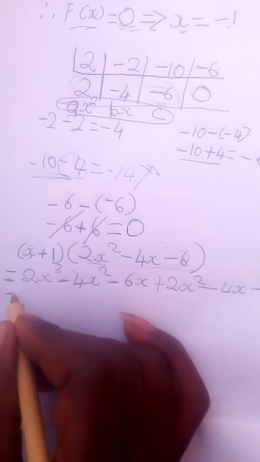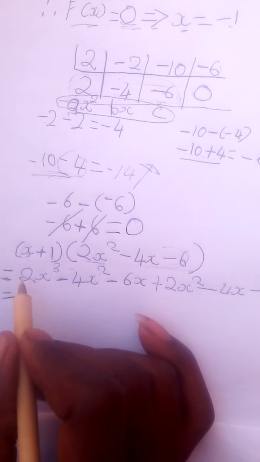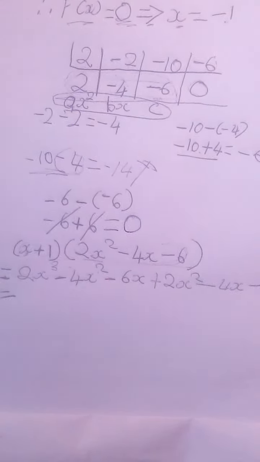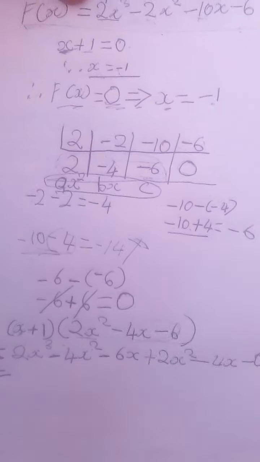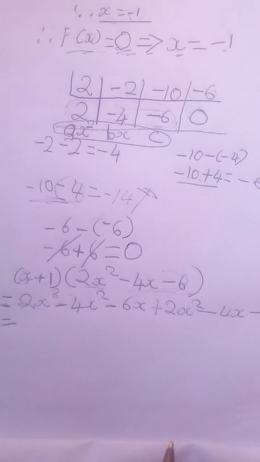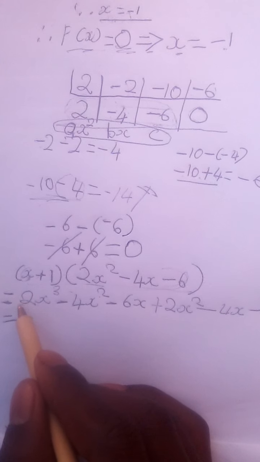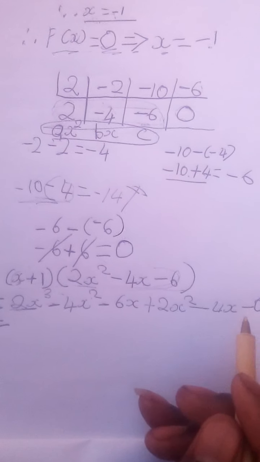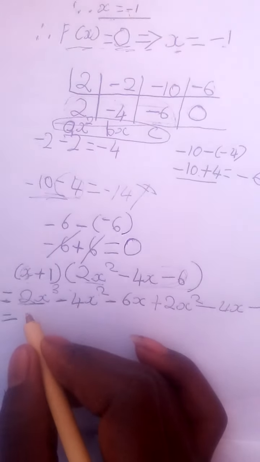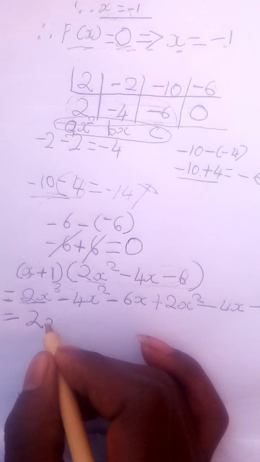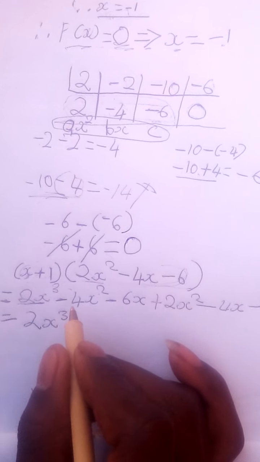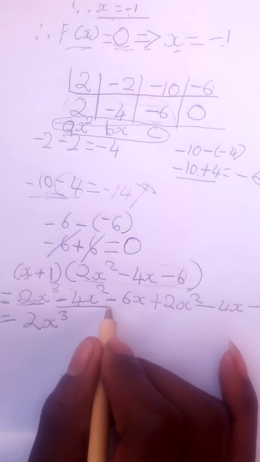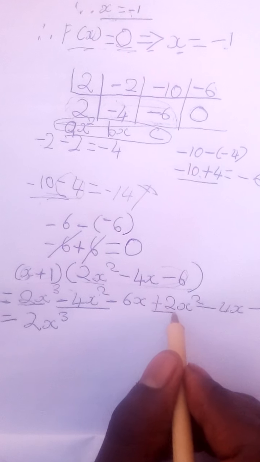Let us add the like terms. We check the term that is like the other term. Is there anything that is like this term? This term has cubed. No, we don't have another cubed term in this equation, so we bring it down as it is. Then we have 2x cubed.